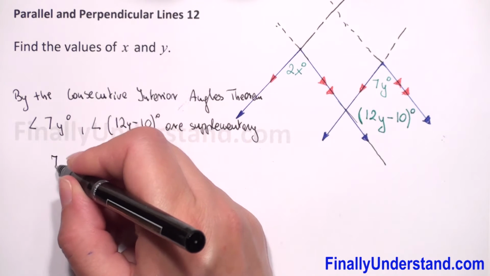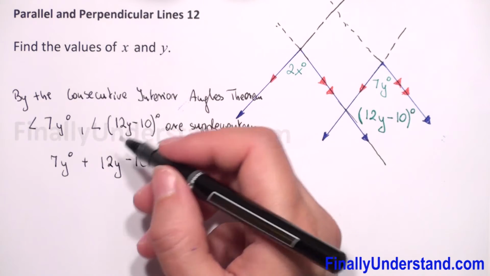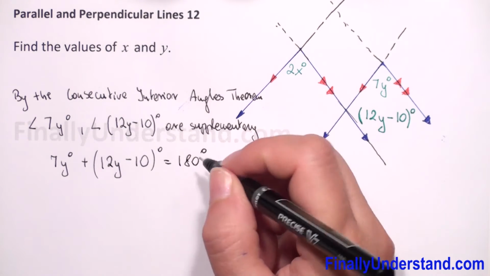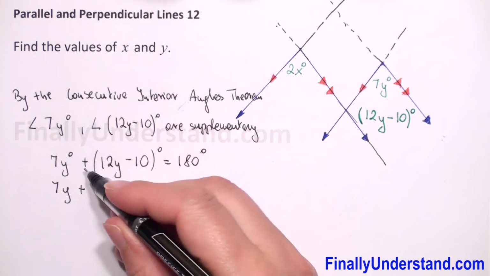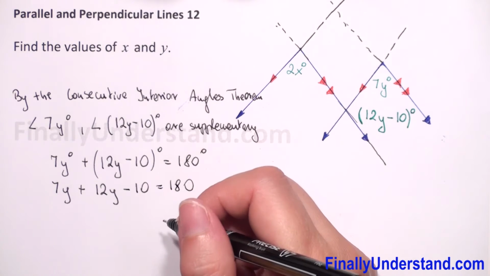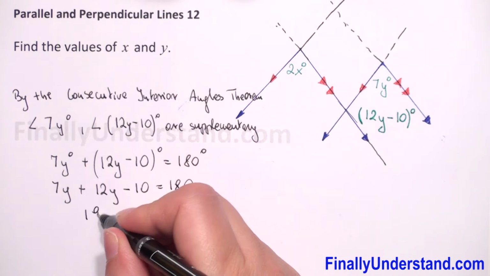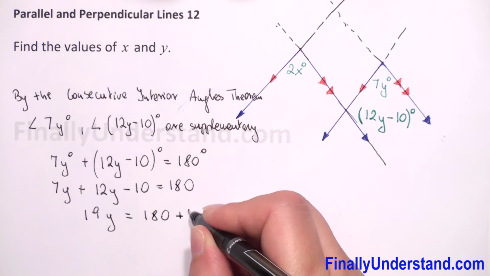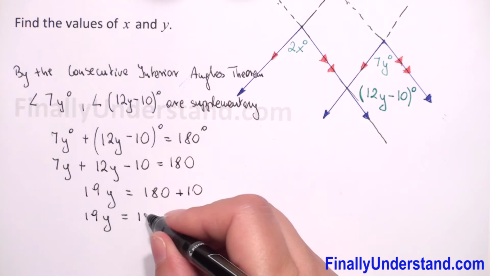So we can write that 7y degrees plus 12y minus 10 degrees is equal to 180 degrees. Let's forget about degrees. So we have 7y plus 12y, positive and negative gives me minus 10, is equal to 180. Now we can combine the like terms, so we have 7 plus 12, so this is 19y is equal to 180, plus 10. So we have 19y is equal to 190.